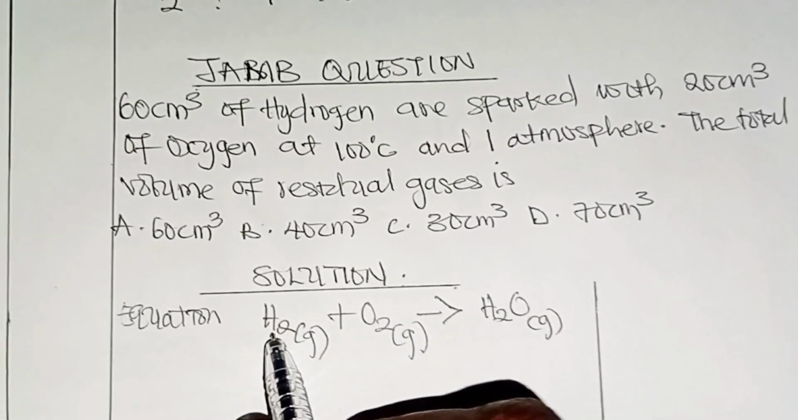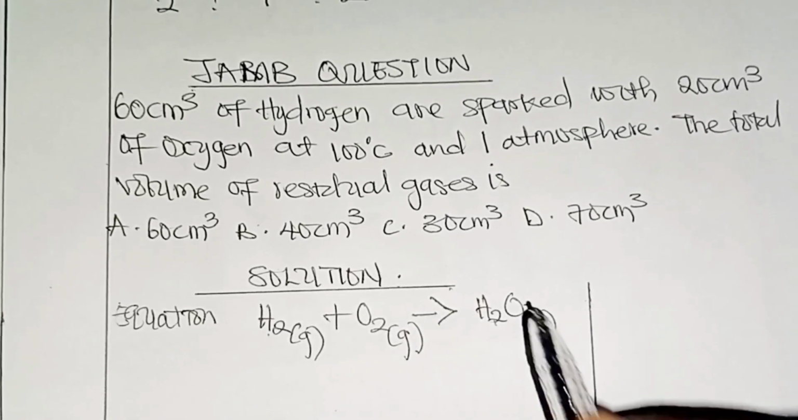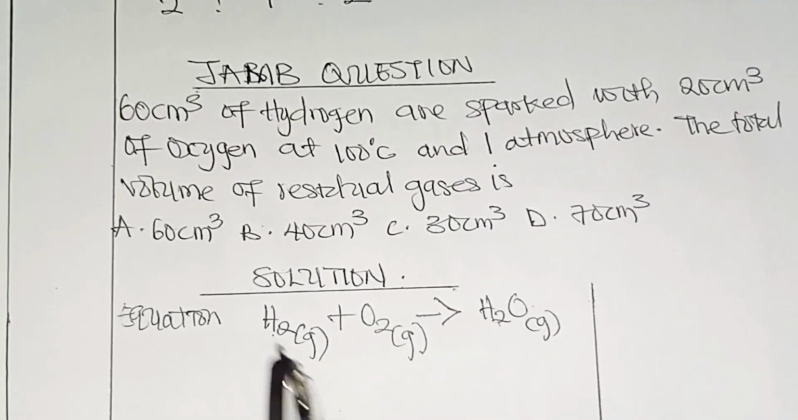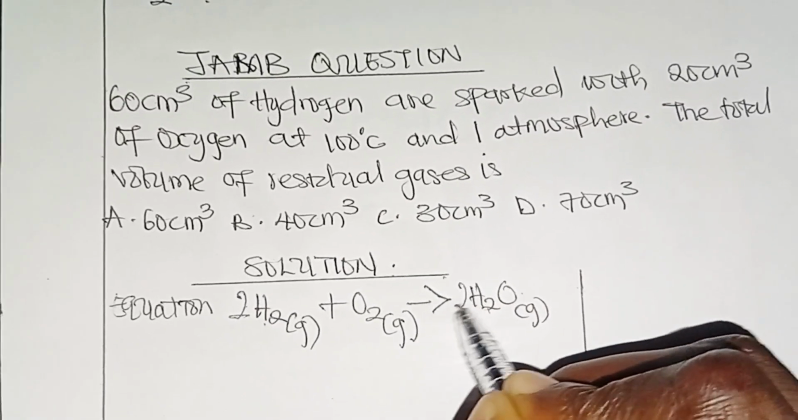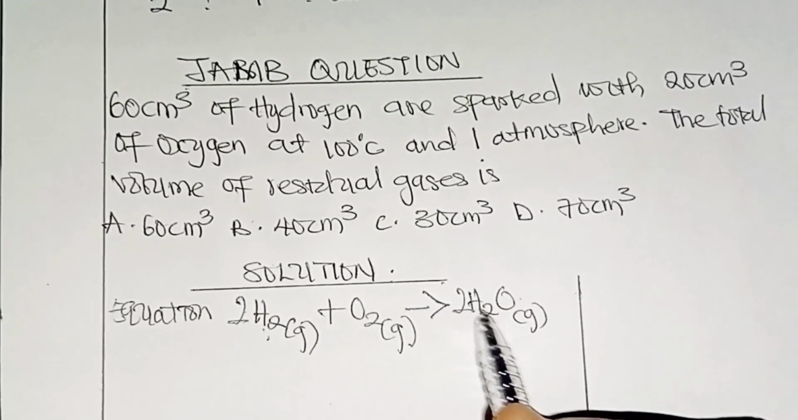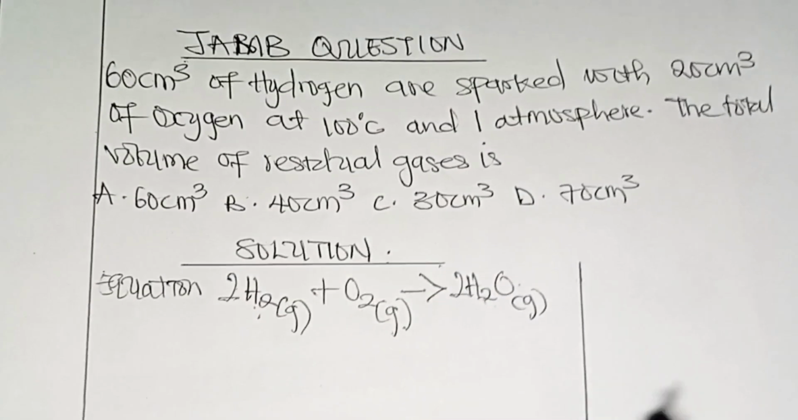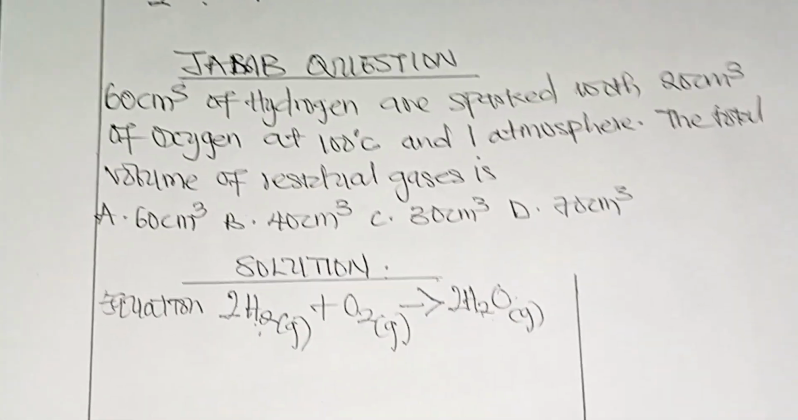I have 2 atoms of hydrogen here. I have 2 atoms of hydrogen here. Oxygen 2, oxygen here 1. The equation must be balanced, okay? To balance this equation, I have 4 here, 4, oxygen 2, then oxygen here 2, equation balanced. Remember I said the first step is to write out the equation for the reaction, which I've just done.